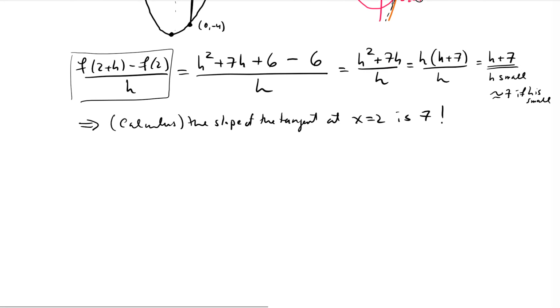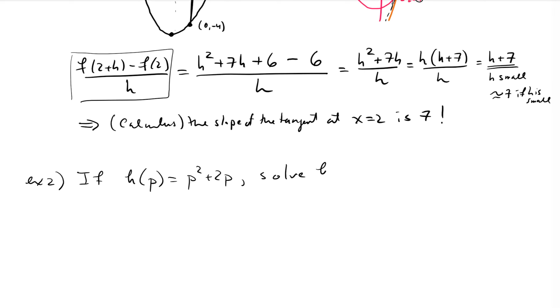Okay, and we're going to look at a last example here, example 2. If you've got a function h of p, which is p squared plus 2p, we would like to solve h of p equals 3. I'm not going to start by solving it. I'm going to try to explain what we're doing geometrically. I always like to have you thinking about the geometry behind a given problem if possible. It usually helps you to figure out what's going on.